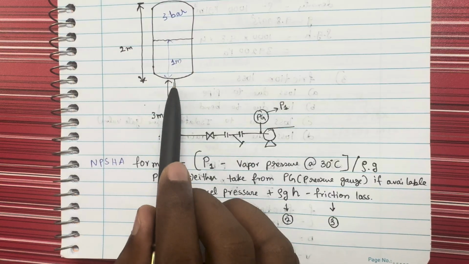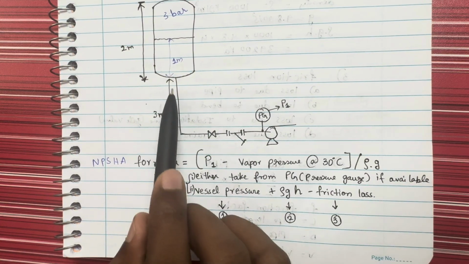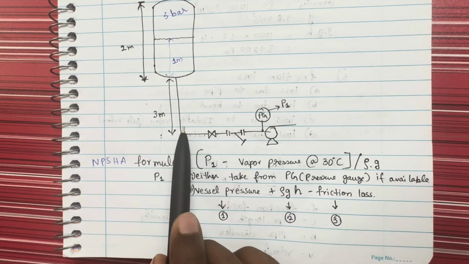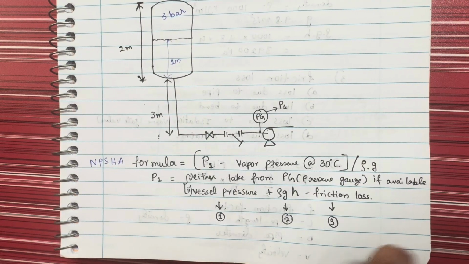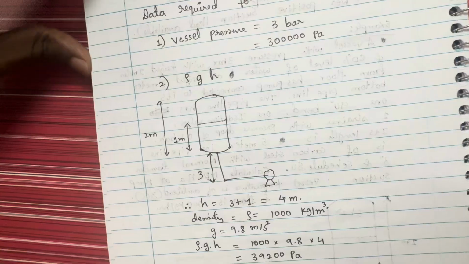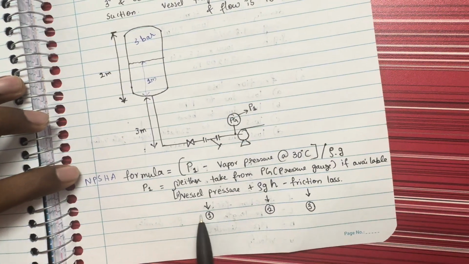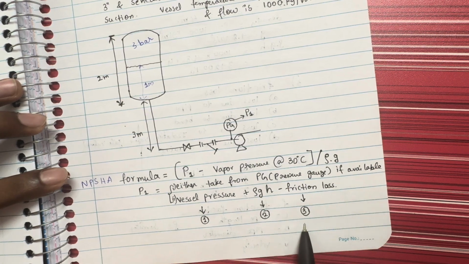friction loss. When the water is flowing, there will be loss in the pipe due to pipe friction, and due to the bend, due to the valve, due to the strainer. We will calculate all these things. Okay, so let's call this vapor pressure 1. Let's term this as 2, and the friction loss as 3.